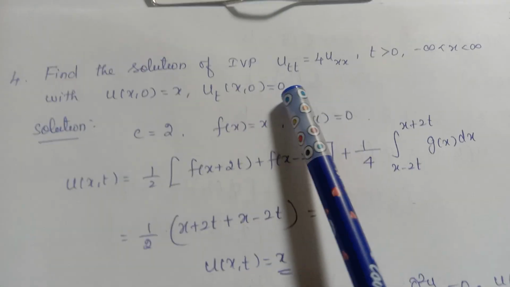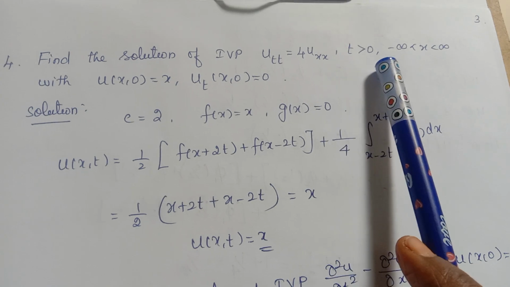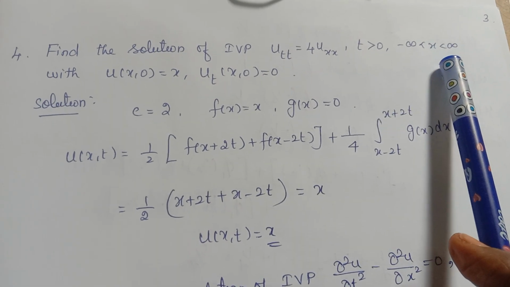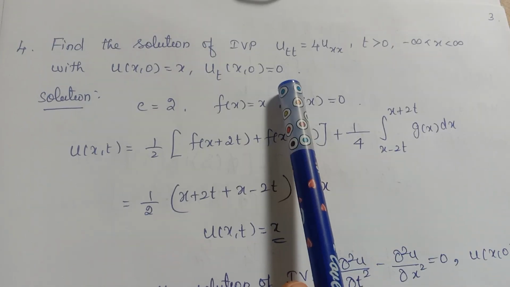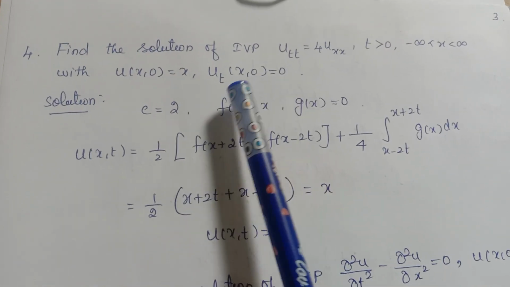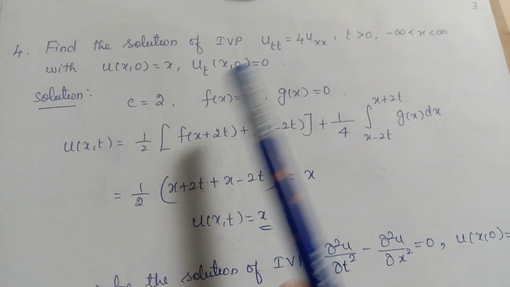Find the solution of the initial value problem. u_tt equal to 4 into u_xx, where t is greater than 0, minus infinity less than x less than infinity, and u of x comma 0 equal to x and u_t of x comma 0 equal to 0. For this problem also g is equal to 0 and f of x is equal to simply x and c equal to 2.